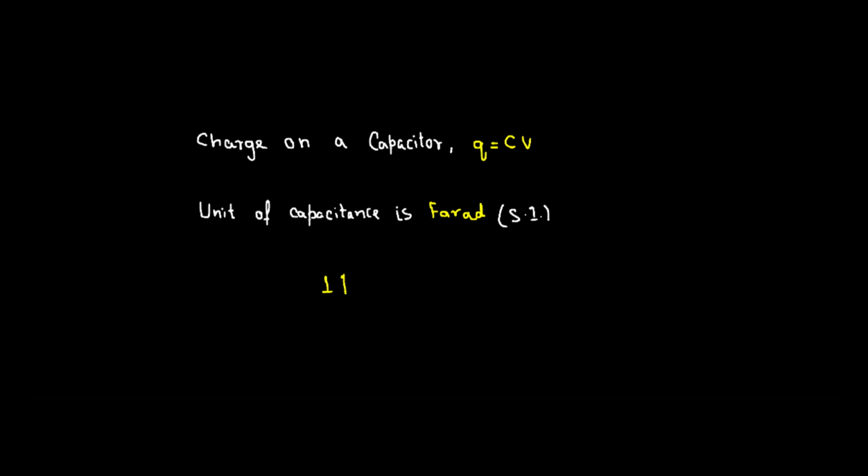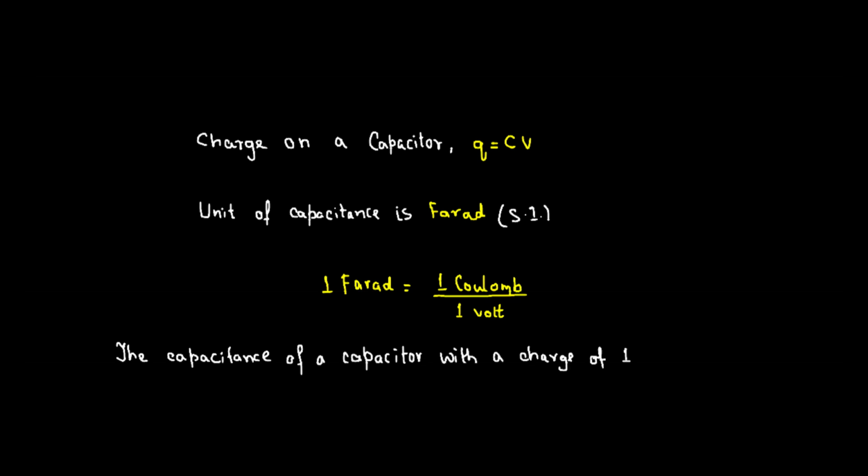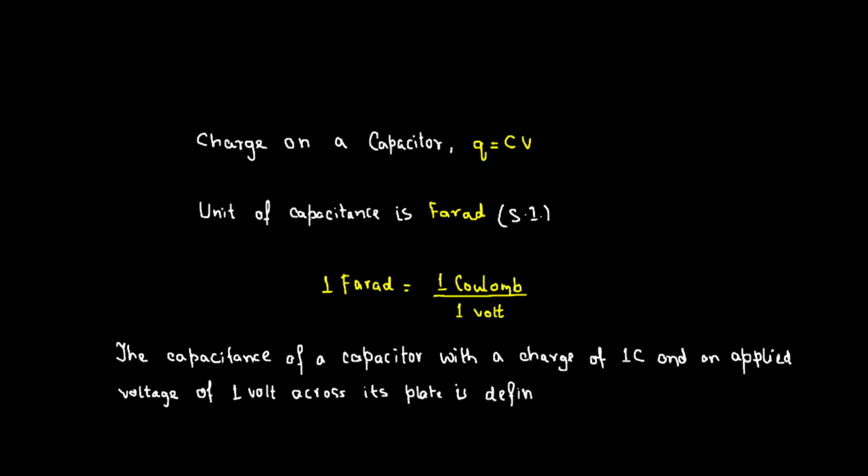Charge on a capacitor is given by Q equals the product of capacitance times voltage. The unit of capacitance is the farad in the SI system. 1 farad is equal to 1 coulomb divided by 1 volt. The capacitance of a capacitor with a charge of 1 coulomb and an applied voltage of 1 volt across its plates is defined as 1 farad. Calculating capacitance: Q equals CV, which implies C is equal to the ratio of charge to voltage.